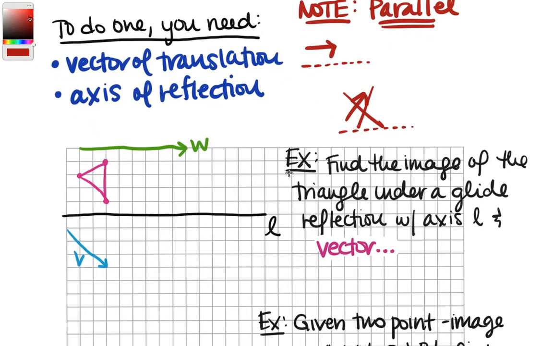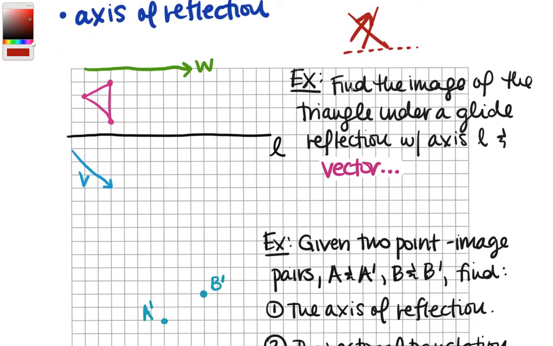All right. Our first example. Find the image of the triangle under a glide reflection with axis L and vector. Well, we're not told what vector we want to use. We've got to determine if we want to use V or if we want to use W. And if we're following the rule about the vector being parallel to the axis, that's immediately going to rule out V because it's not parallel to this axis L. So we're going to be using the vector W.